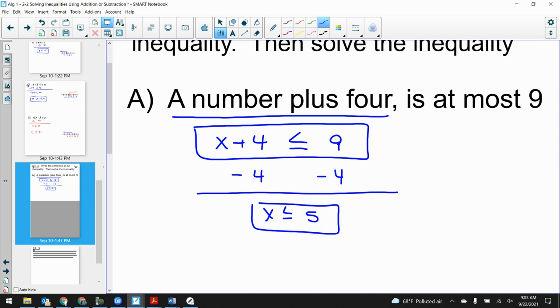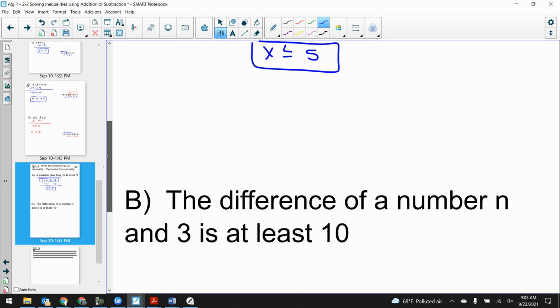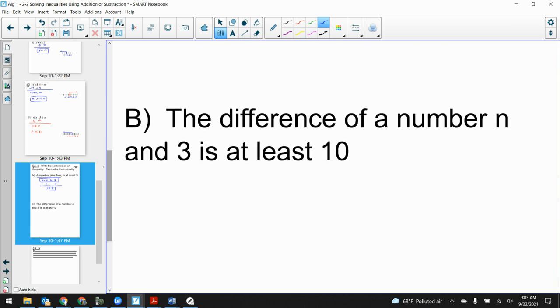Okay, let's take a look at the next one. The difference of a number n and 3 is at least 10. Well, the difference of a number means to subtract. So I want to take n minus 3, and we're going to compare it to 10. Now we have to think back to, okay, what does at least mean? Greater than or equal to.